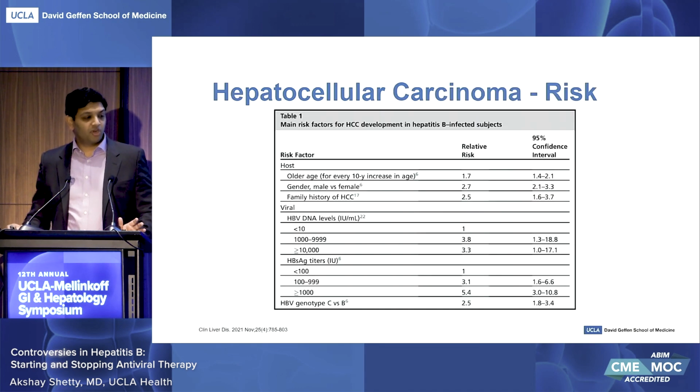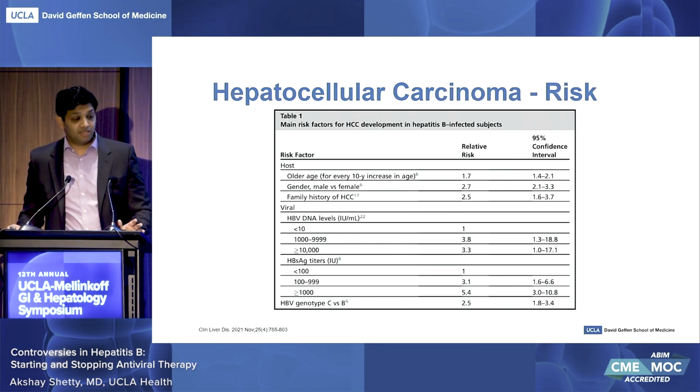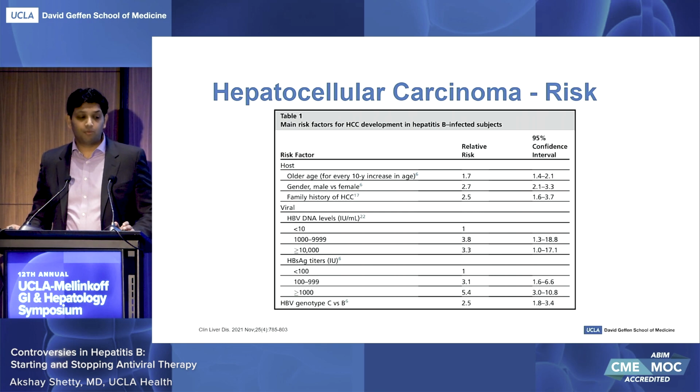So looking at what are the specific risk factors for HCC, age plays a key role. So with each increasing decade in life, their relative risk for HCC drastically increases. Similarly, Hep B DNA levels play a key role as well. So the higher your Hep B DNA levels, the higher the risk of HCC.